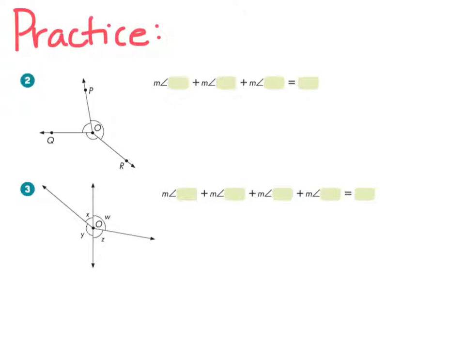Practice this idea on your own. Name all of the marked angles at point O, and then state the sum of the measures of the angles. There are two practice problems for this. Press pause. We have more to do when you come back.